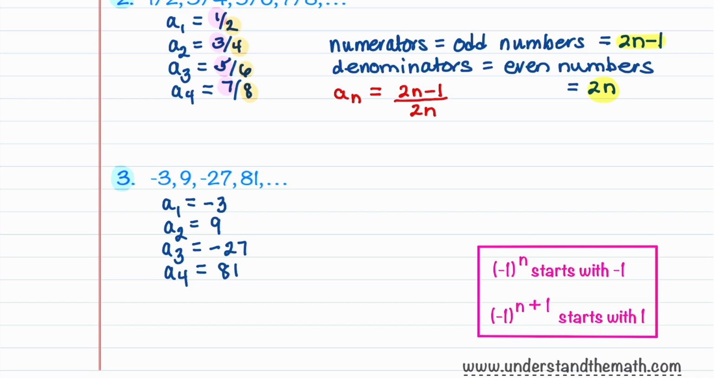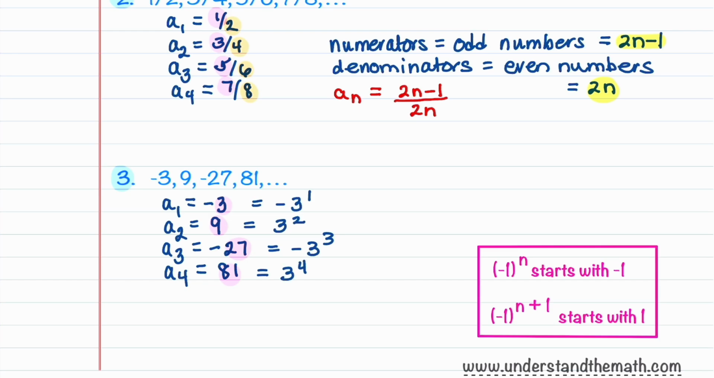Let's not worry about the plus and the minus for right now, and let's instead see if we can see a pattern in the numbers. Our numbers are 3, 9, 27, and 81. Those are actually powers of 3. So let's write these numbers as powers of 3. We can think of minus 3 as minus 3 to the 1. We can think of 9 as 3 squared. We can think of minus 27 as minus 3 cubed, and then we can think of 81 as 3 to the 4th.